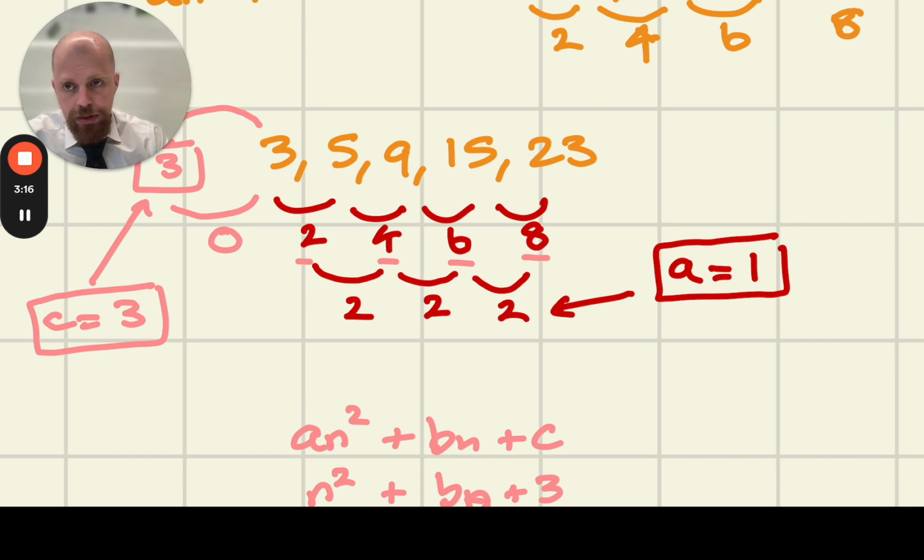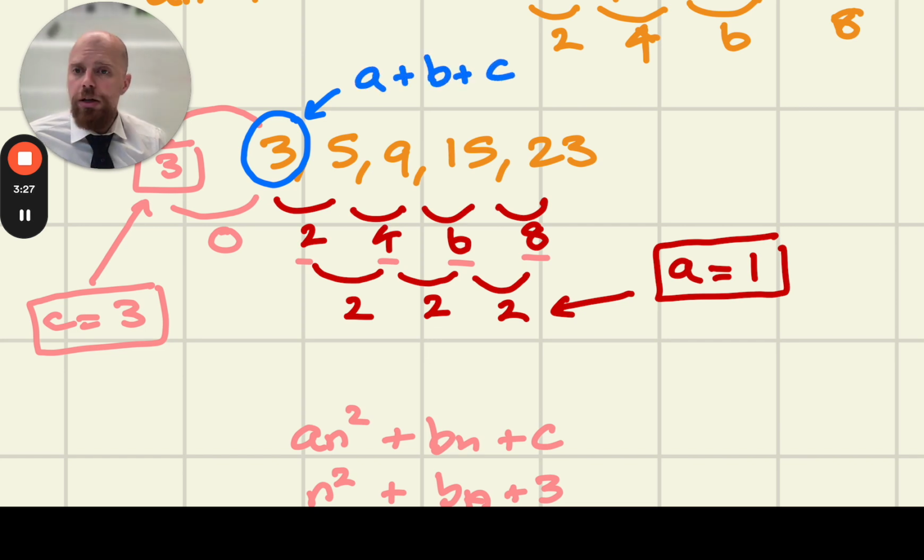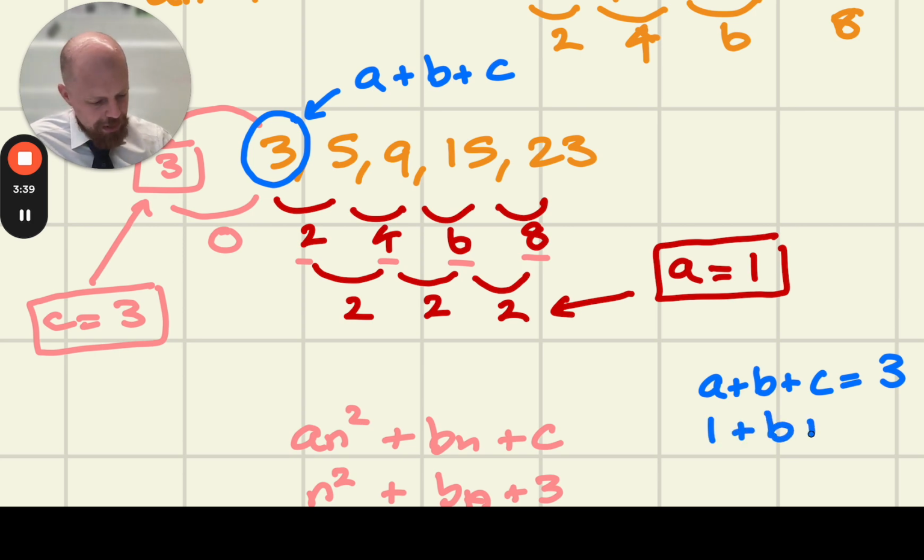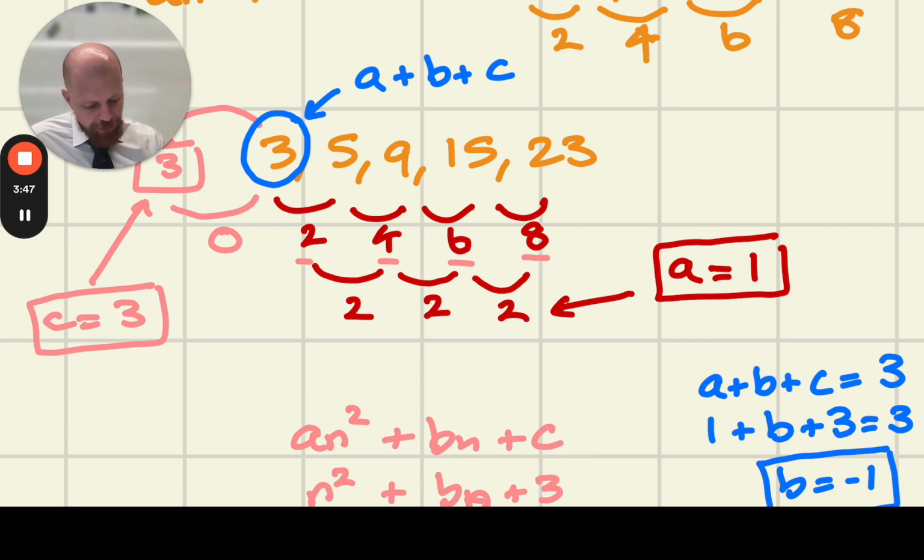And the trick, this is the best bit, this is the easiest bit, is to look at the first term in the sequence. This will always be the value of a plus b plus c. a is 1, c is 3. So I can form an equation. a plus b plus c is 3. a is 1. I don't know b, but I know that c is 3. Solving that, you get b equals minus 1. And therefore, my quadratic sequence is n squared minus n plus 3. That is the nth term of a quadratic sequence.